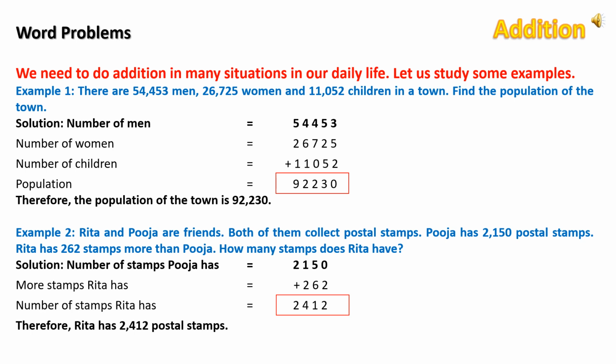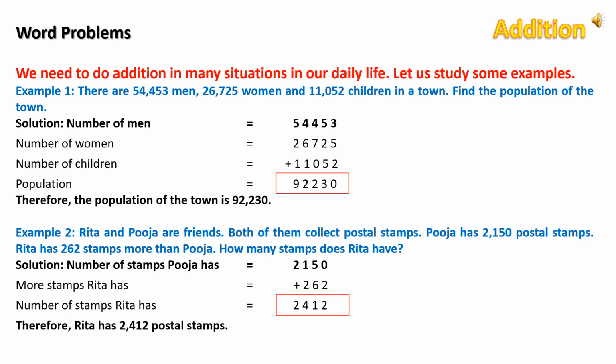Solution is given here with the statement. Note down, write the number of men, the number of women and number of children. Then you add it and then in the last you will get the total population of the town.